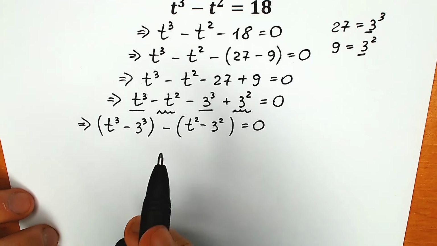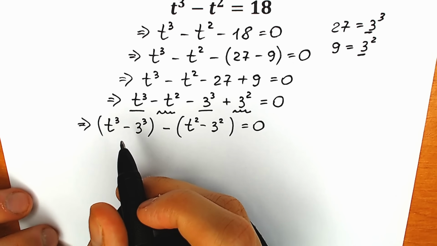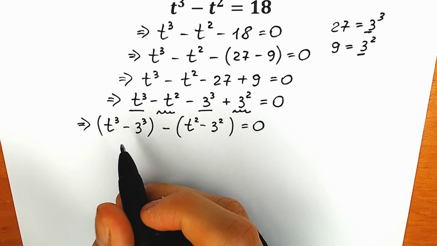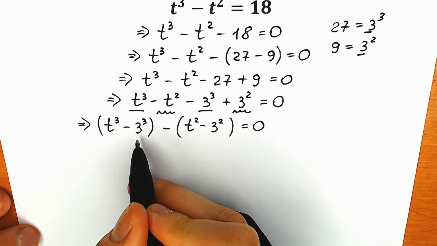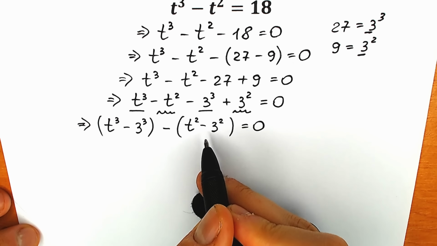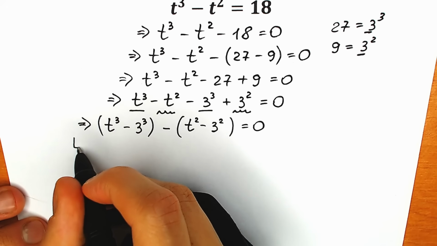What are we gonna do next? Next, we're gonna scan this question. We're going to see this question from a different angle. What do we have right here? Difference of cubes. What do we have right here? Difference of squares. And let's remember this formula from school.